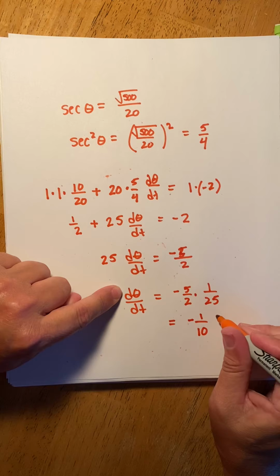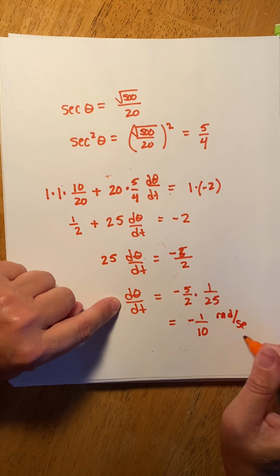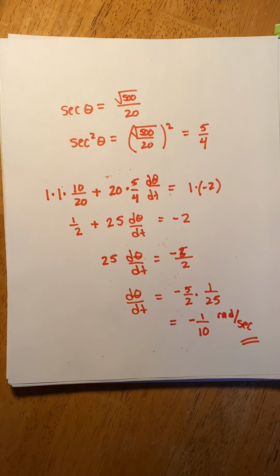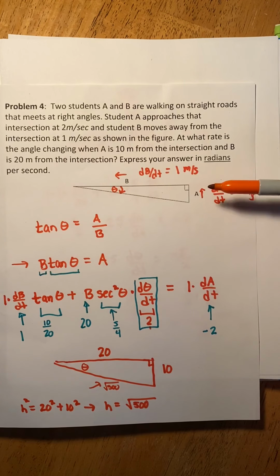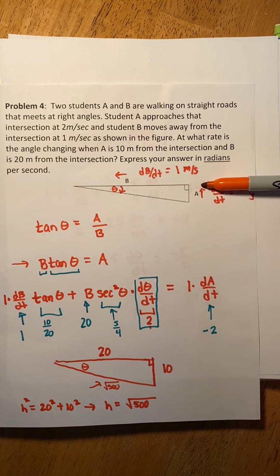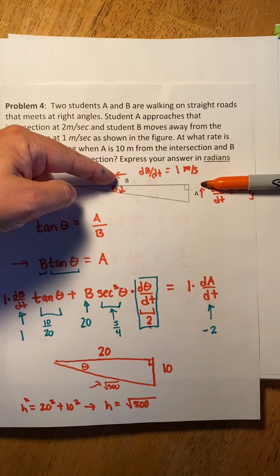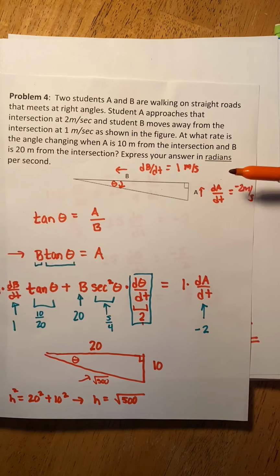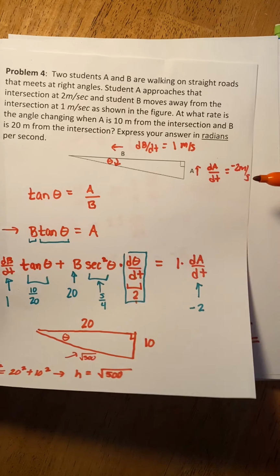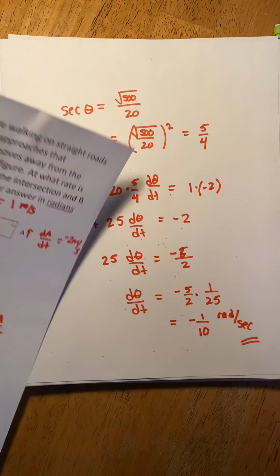My angle is in radians. My time is in seconds. So as this person moves at a rate of 2 meters per second towards the intersection, that student moves away at 1 meter per second. The angle is decreasing at a rate of 1/10 radian per second.